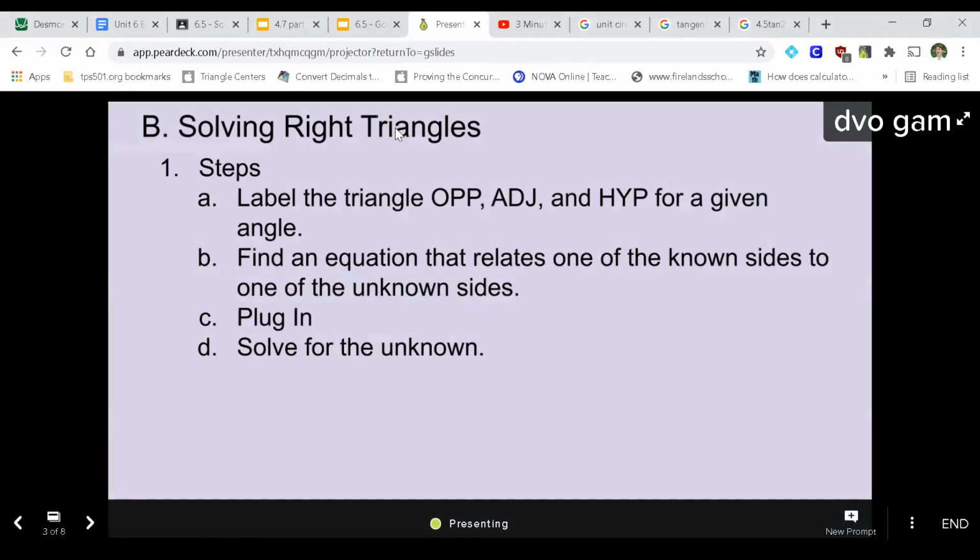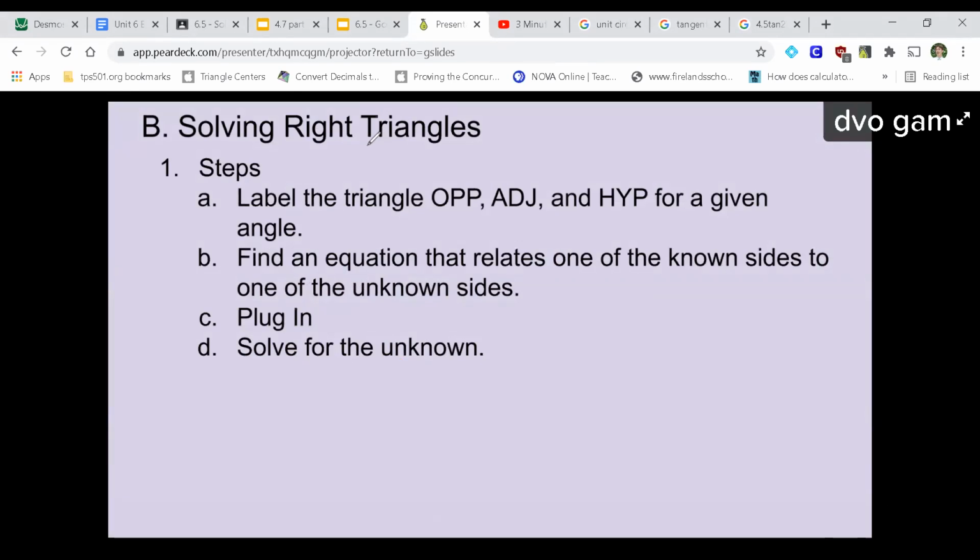So the steps that you're going to do are very similar to what we've done before. You're going to label your triangle, opposite and adjacent and hypotenuse for the given angle. You're going to write your equations. Ideally, you're going to write the equation that relates your known side to the unknown side you're trying to find. And then you're going to plug in your labels into your formula.